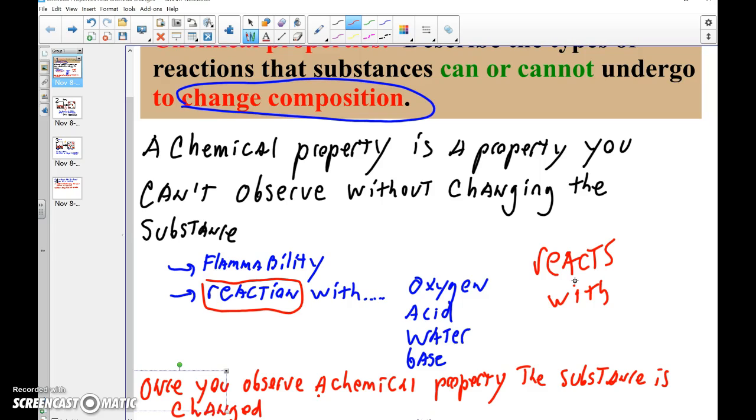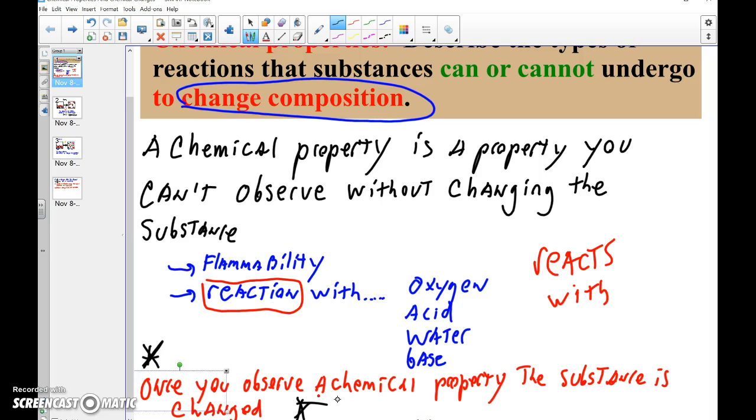Now, the thing is, the only way you can test the property is by having it do the reaction. And that's this key point down here, all right? And this is really a key idea. Once you observe a chemical property, the substance is changed. It's no longer the same. Let's talk a little bit about what that actually means.